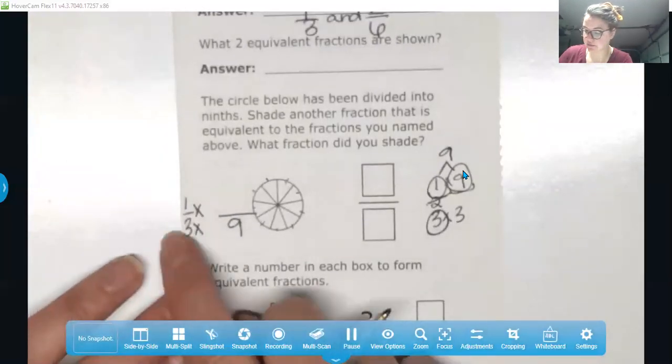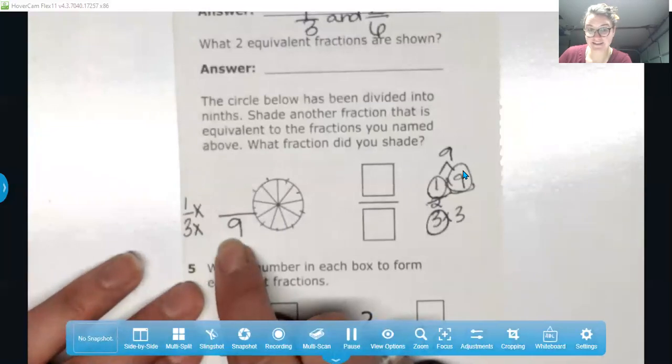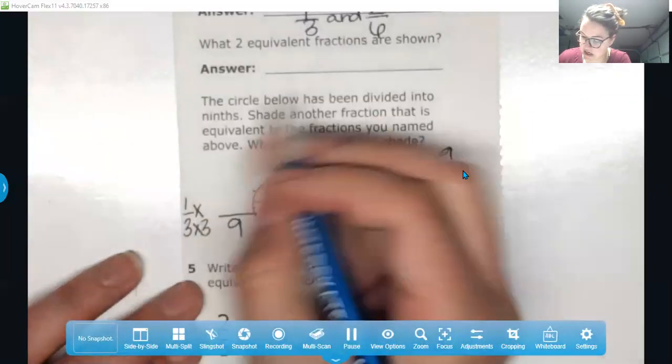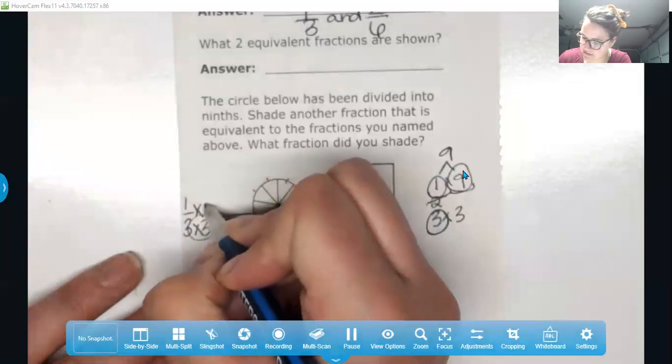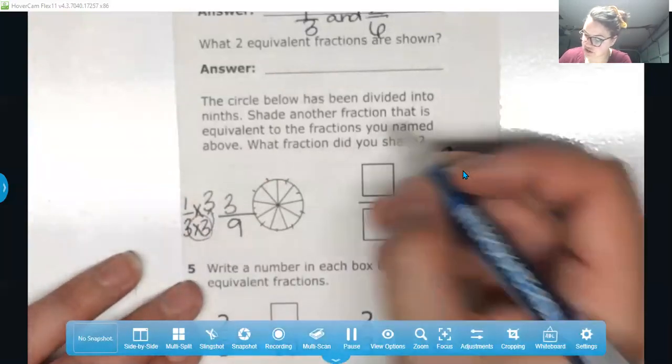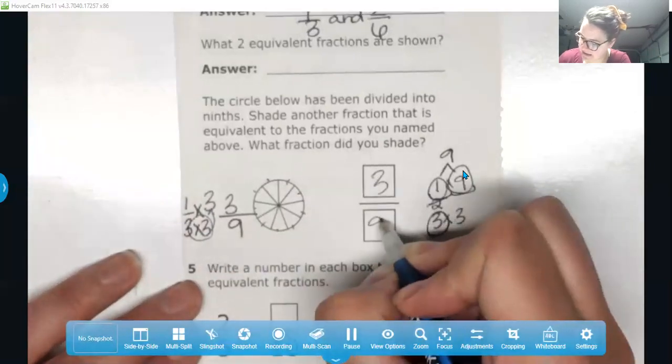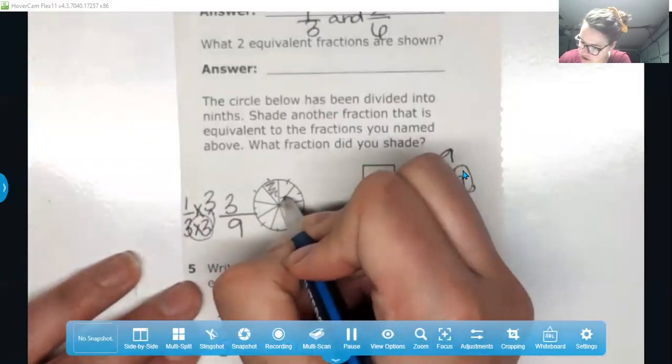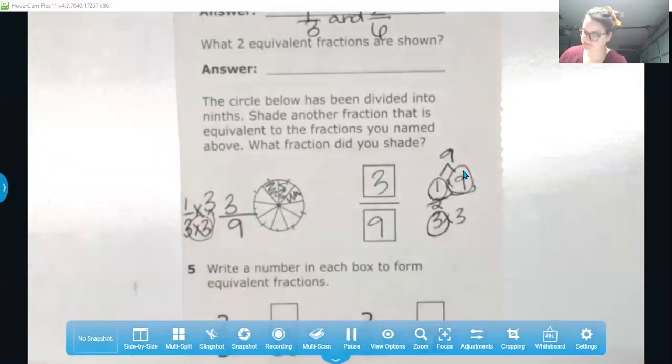So I need to take 3 times what to get 9? Yeah, 3 times 3. Whatever I do to my bottom, I got to do to my top. So my answer is 3/9. And I'm going to shade, shade, shade.